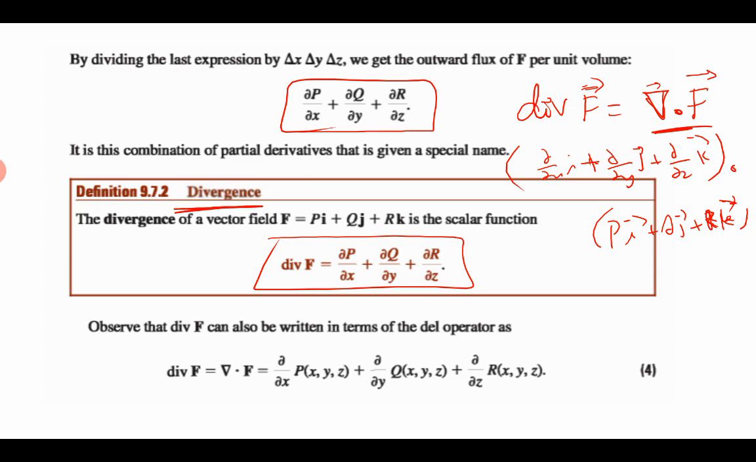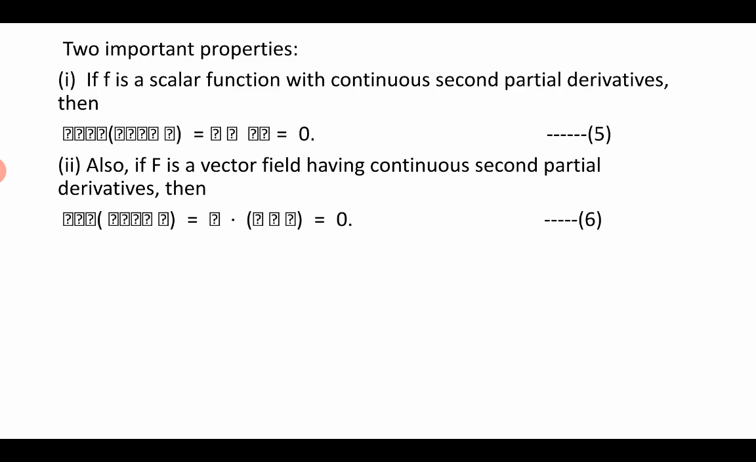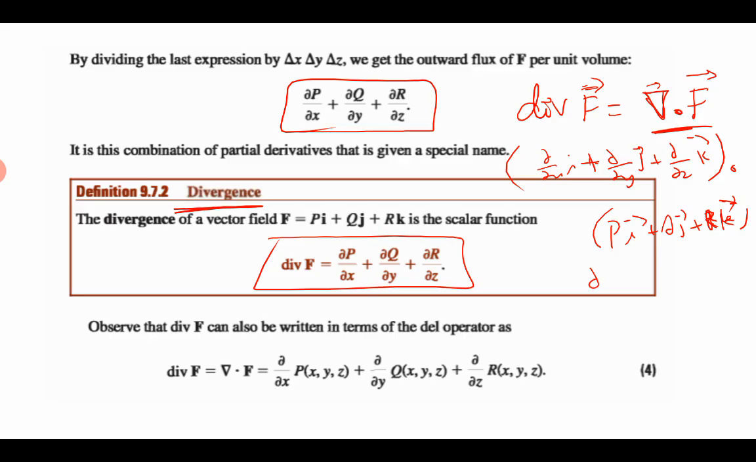Now in the dot product, i dot i will be 1, so you will get dou by dou x of P, dou P by dou x. Second part, dou by dou y goes with Q, dou Q by dou y. Third term, k dot k will be 1, so the third term is dou R over dou z. This is given here. This is the divergence of the vector.